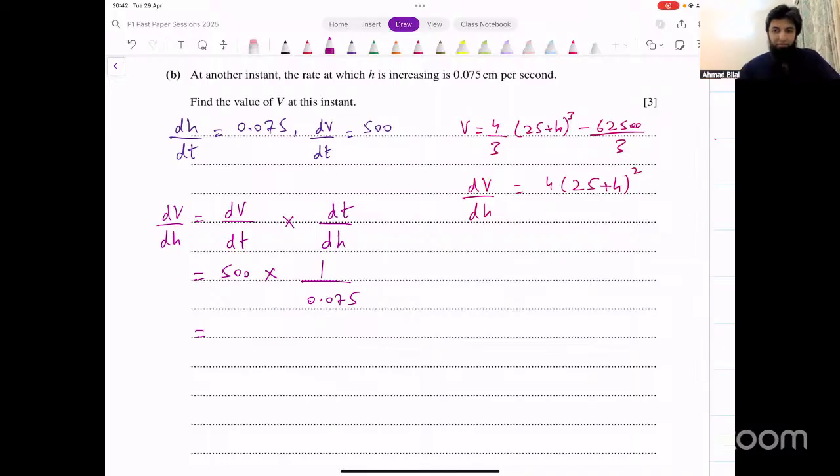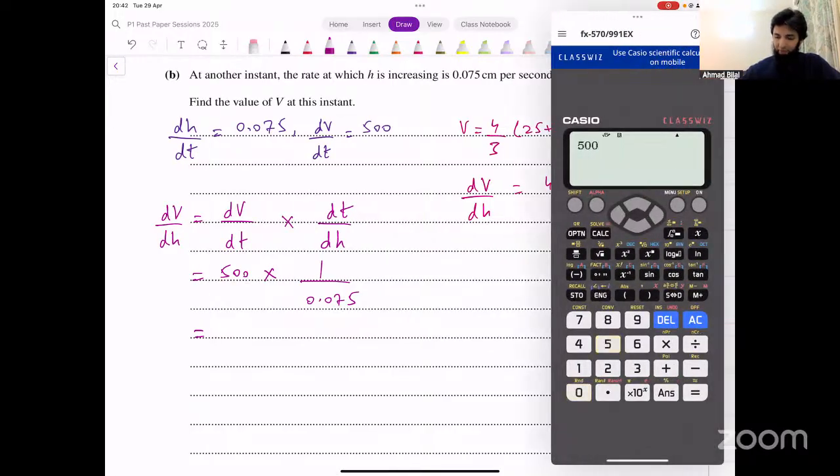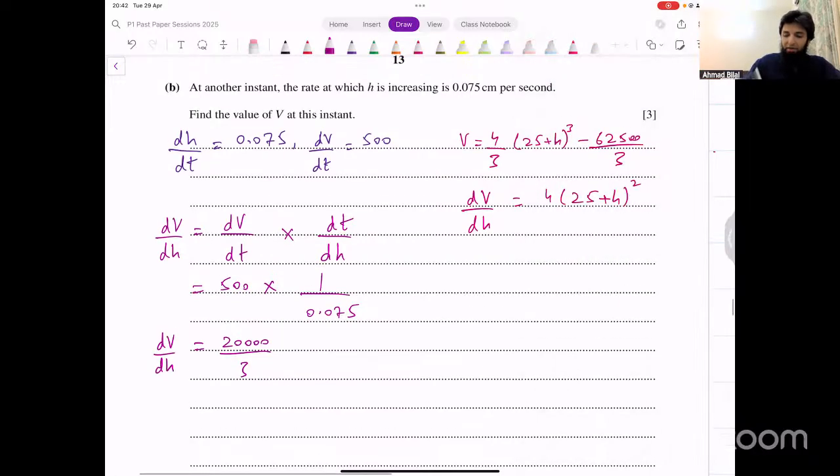What do we get for this? 500 over 0.075 is 20,000 divided by 3. Let's just leave it as it is. This is dv over dh. So we know now, at this particular point, when these two things are true, the value for dV over dH is 20,000 over 3. Let's input that here, and that will give us the corresponding value for H at that point. And once we get the value for H, we can input that in the volume function, and we would get the volume that we were looking for.